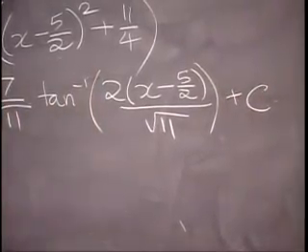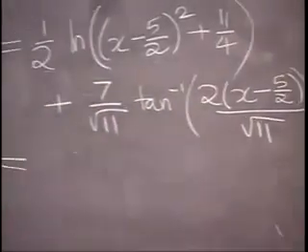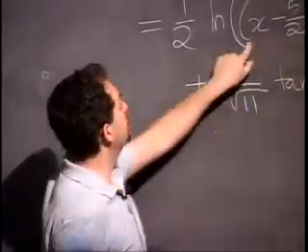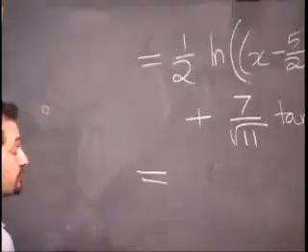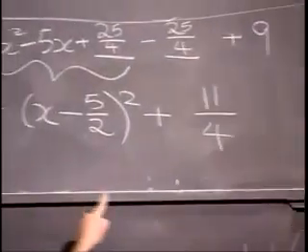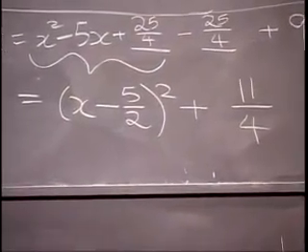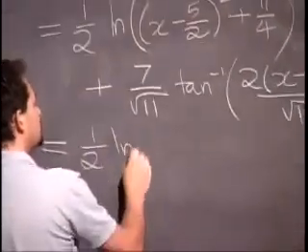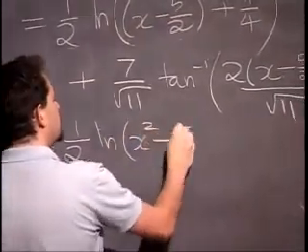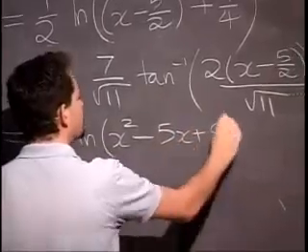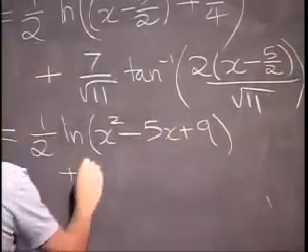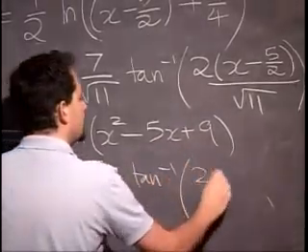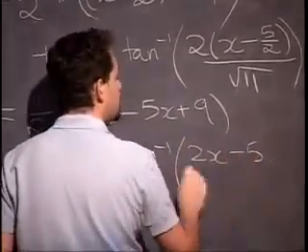And there's one more simplification. Do not try to multiply this out. Instead, look back up here and reverse the complete the square. Look, x minus 5 halves squared plus 11 over 4 is just x squared minus 5x plus 9. So this is 1/2 log positive quantity x squared minus 5x plus 9 plus 7 over root 11 inverse tan 2x minus 5, we can now write over root 11.